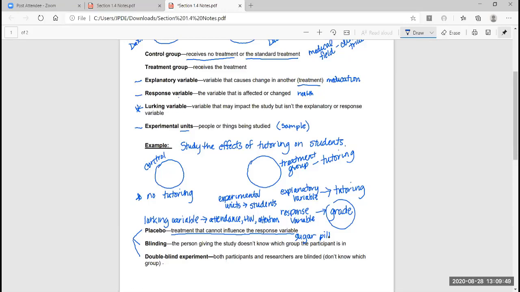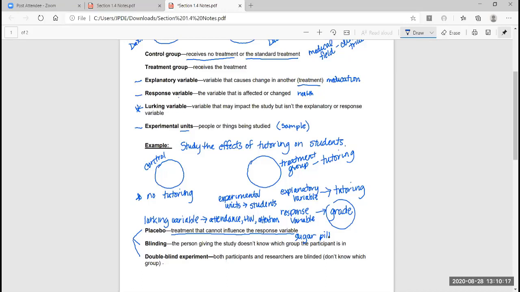Another example of a placebo, sometimes you might see on TV, there's people taking, you know, Copperfit or a certain skin cream, and they talk about how their skin looks so much better. Well, they want their skin to look better. So we don't know, is that treatment really helping, or are they just expecting it to help?